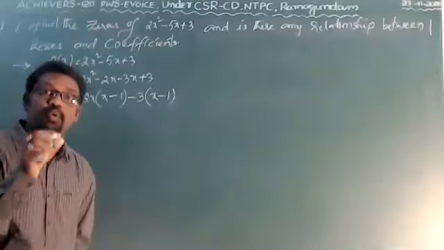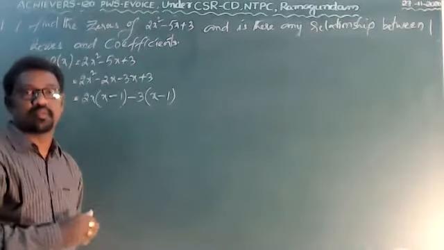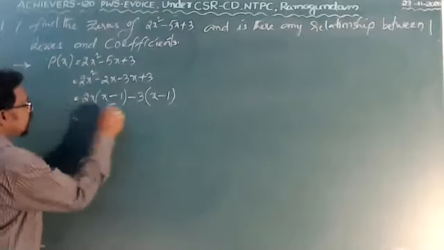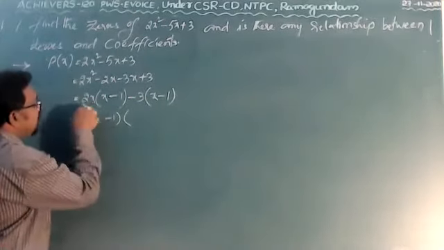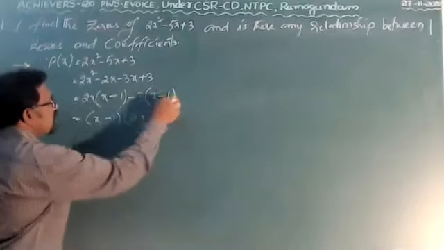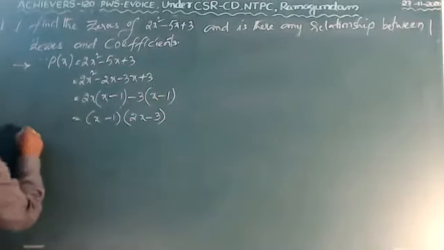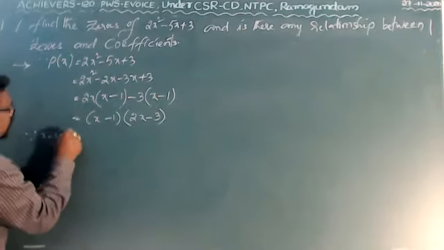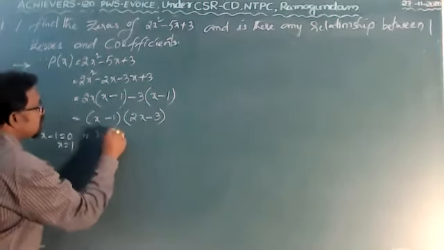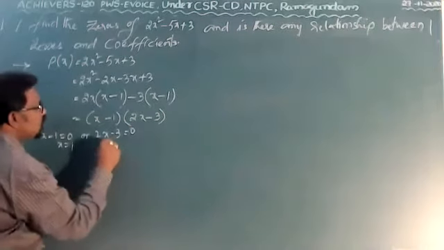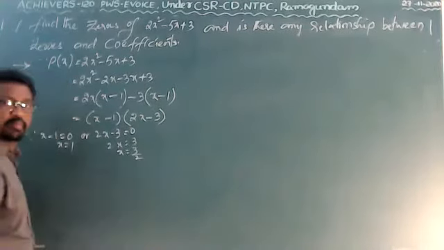Both the terms within the braces must be equal. What is common in this again? x minus 1. And what is left here? 2x. And what is left in this? Minus 3. If you want, you can do it like this: x minus 1 equal to 0, then x equal to 1. Or 2x minus 3 equal to 0, 2x equal to 3, x equal to 3 by 2.